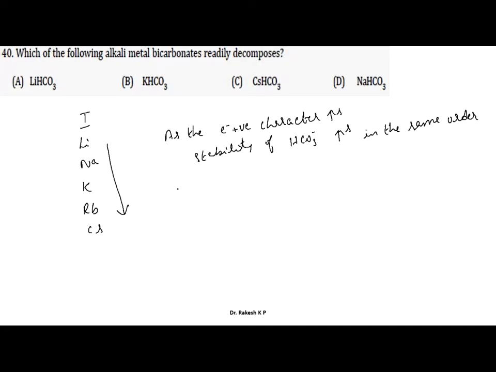Hence by this concept we come to know that lithium bicarbonate will readily decompose, because it has less electropositive character, as among the first group it is the least. Hence it readily decomposes. So hence the option is A. So next question, see the next one here.